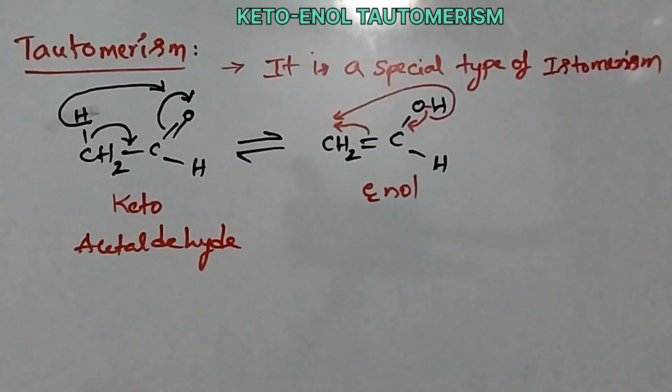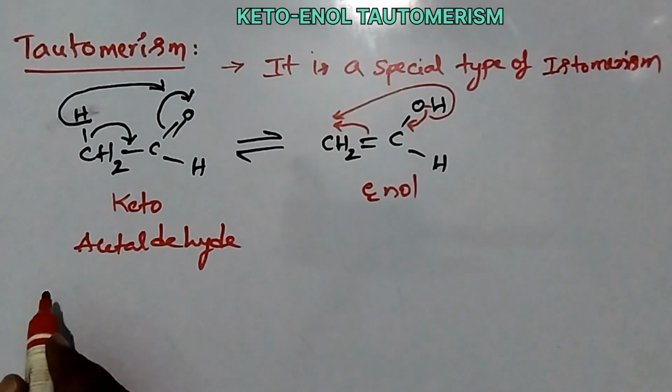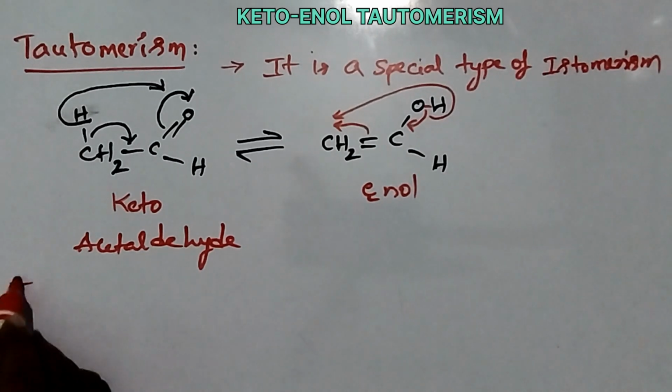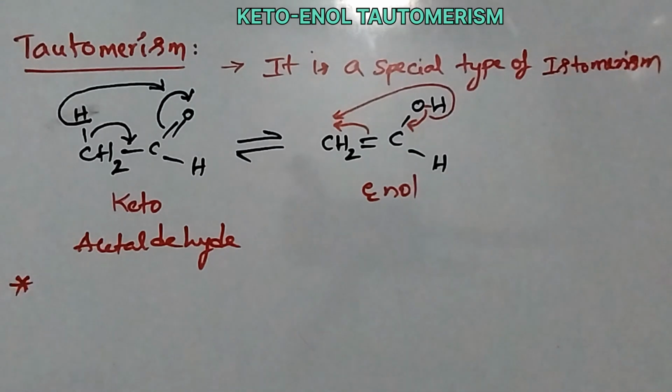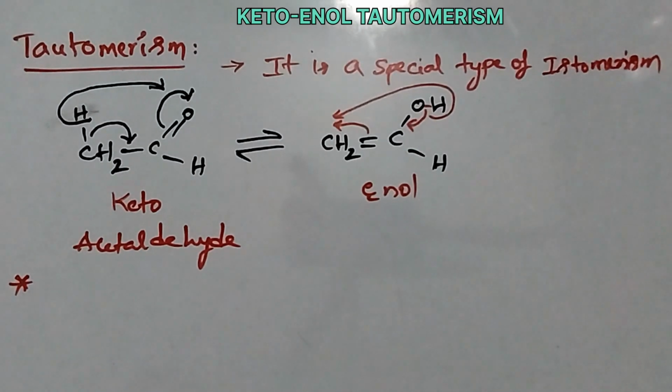In this isomerism there is a condition. If we know this condition, then it is easy to identify tautomers. Questions like which of the following compounds will exhibit keto enol tautomerism come in NEET and the mains, and we can solve them easily.